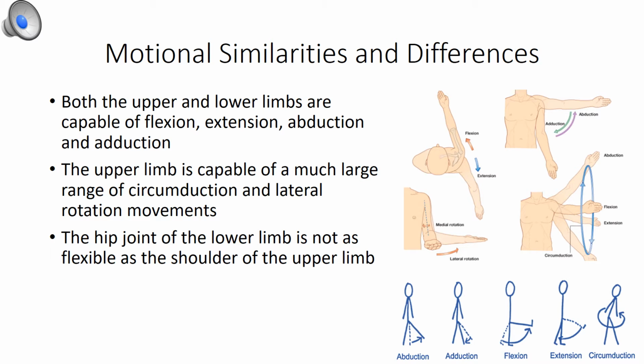When looking at the motional aspect of the muscles, we can see that both the upper and lower limb are capable of flexion, extension, abduction, and adduction, as seen in the images on the right hand side. The upper limb is capable of a much larger range of circumduction and lateral rotation movements thanks to the arms, and the hip joint of the lower limb is not as flexible as the shoulder of the upper limb.